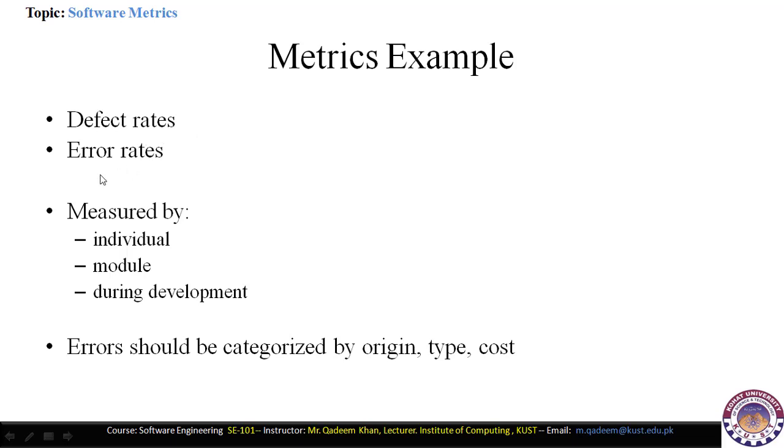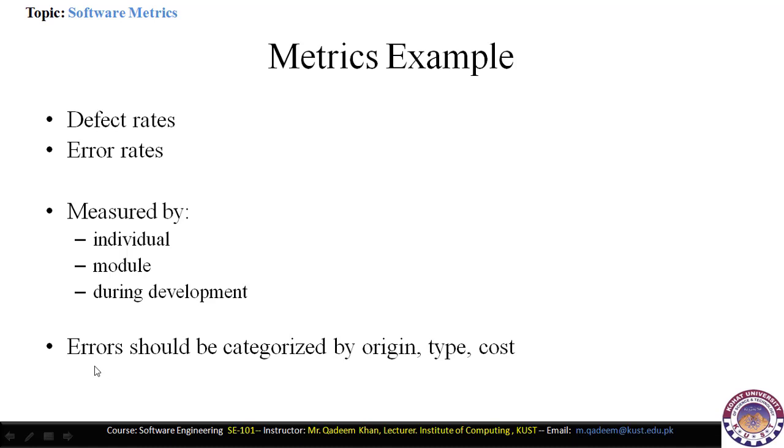Similarly, error rates are those errors which are found when the project is completely deployed or has been executed on the user platform, and the number of errors that occur there. And these are measured by the people. Individual means software quality assurance personnel, and modules means another module which is connected with the defective module and is experiencing the problem. Also, during the development phases these measurements can be performed.